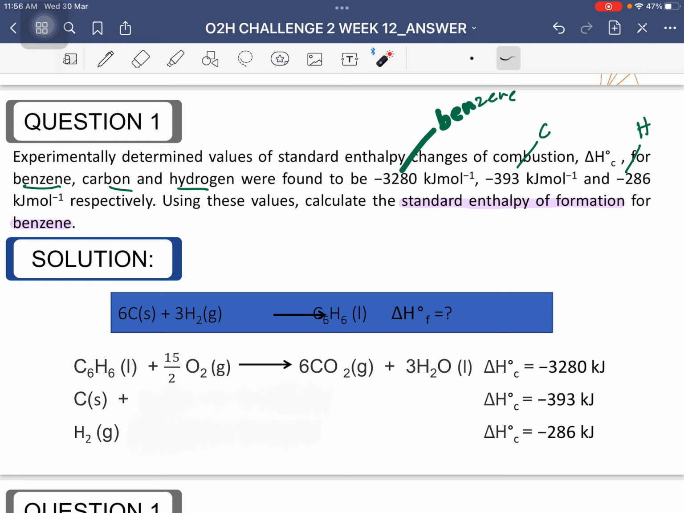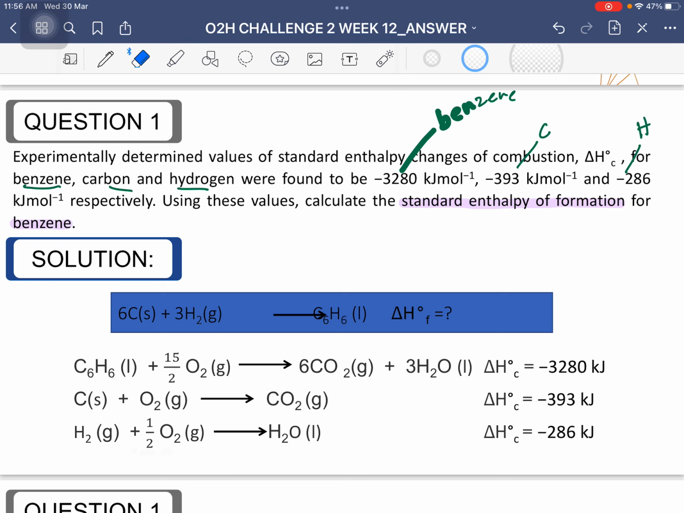For the combustion of carbon, we construct its thermochemical equation, where it is combusted in oxygen, producing CO2 only. That is the value of the enthalpy change for combustion of carbon, while hydrogen is combusted in oxygen, producing water. That is the energy. Okay, so now back to what we want to find. We want to find the enthalpy of formation for this one.